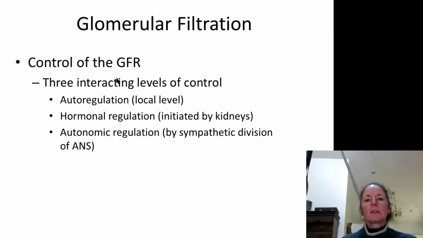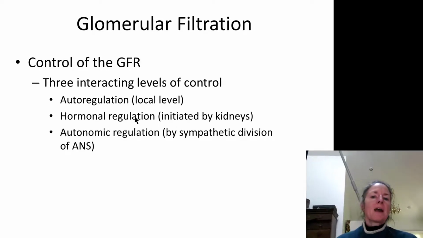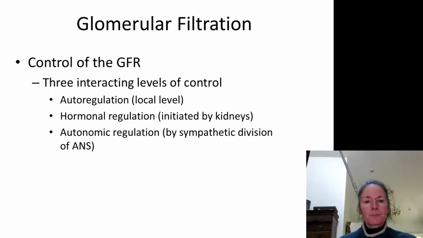All right, so let's look at how we can control the glomerular filtration rate. We've already discussed some of these mechanisms, and they involve autoregulation. So this is what's going to go on in the local level. We also have hormonal regulation, which we will see with the release of renin by the juxtaglomerular complex. And then we have autonomic regulation. This sometimes goes hand in hand with hormonal regulation, but this is going to be by the sympathetic division of the autonomic nervous system. So let's start with autoregulation.